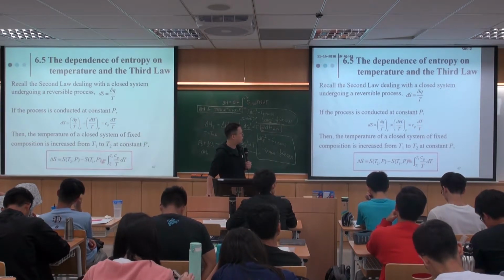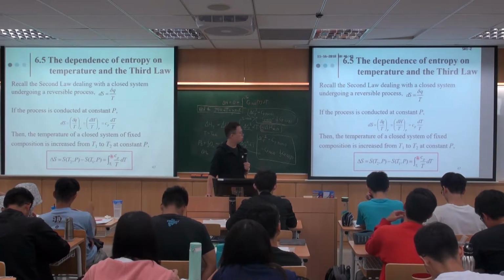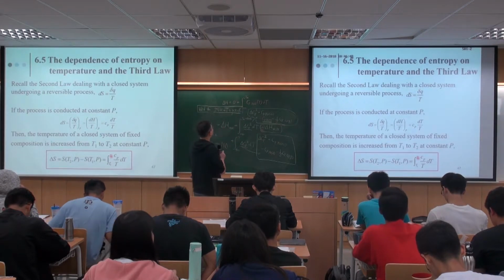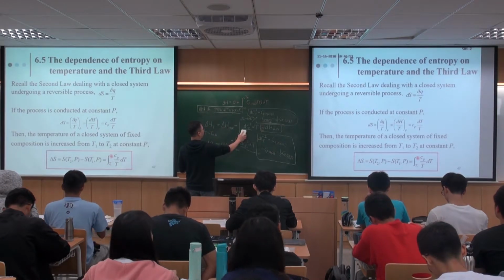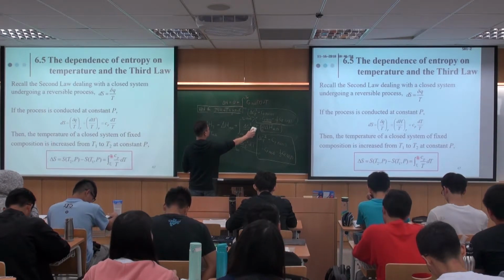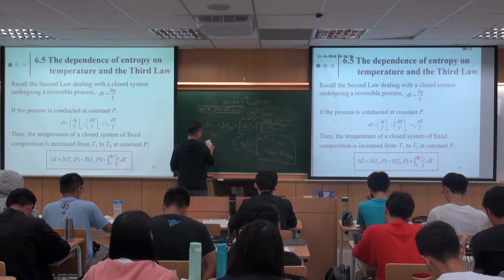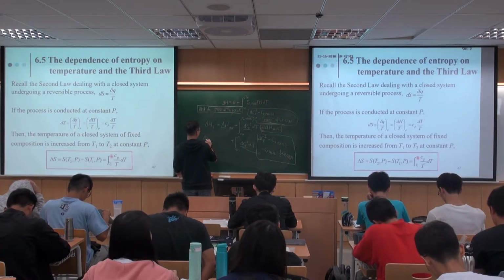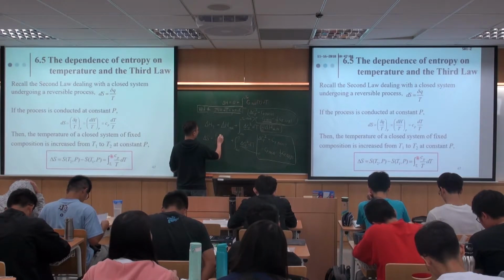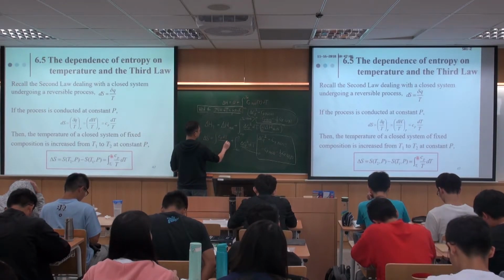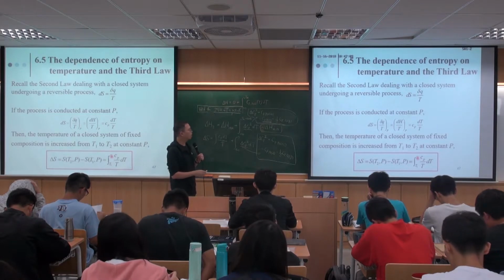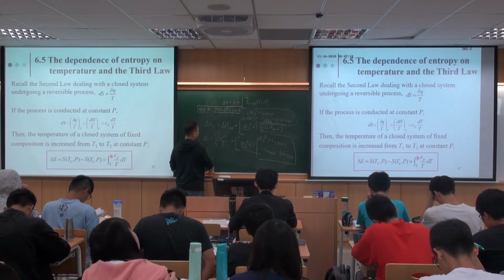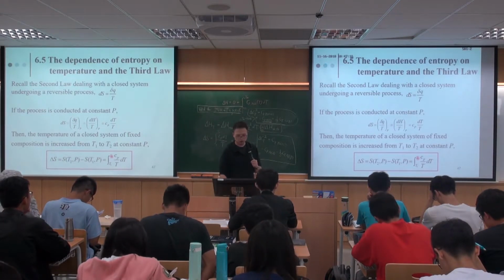So I mentioned last time that to calculate delta S, you use almost the same equation. For delta H, we have delta Cp dT, and we do the integration. But for delta S, we use this formula, from a certain temperature T1 to T2, for instance.